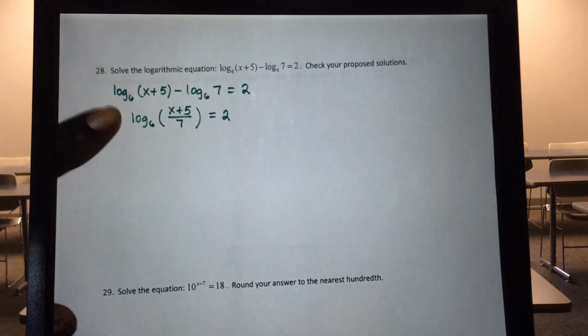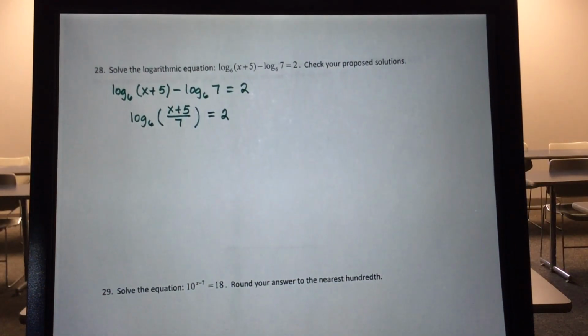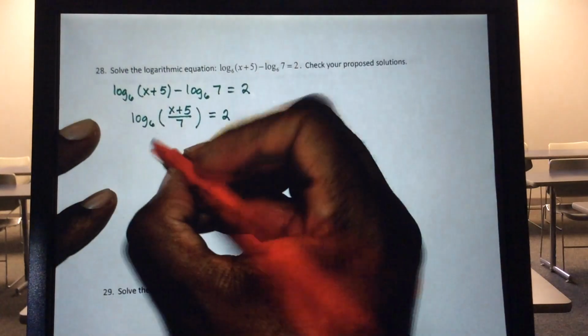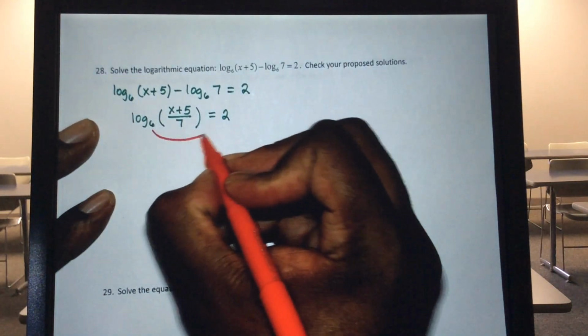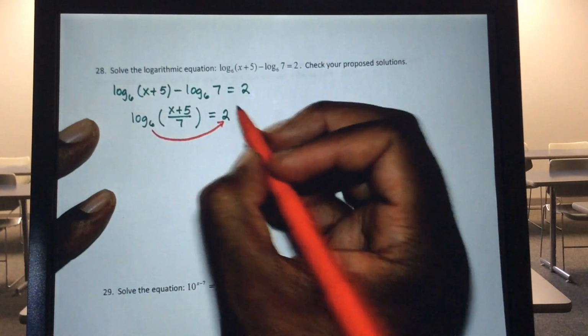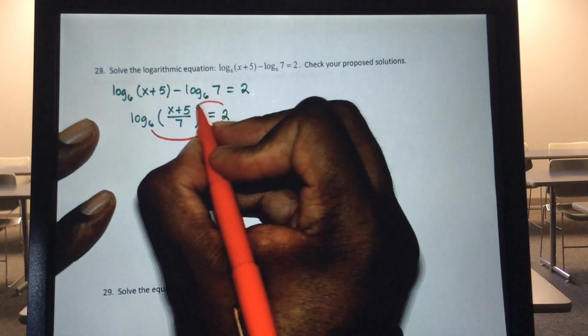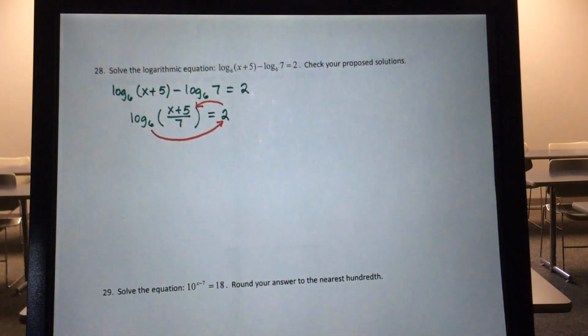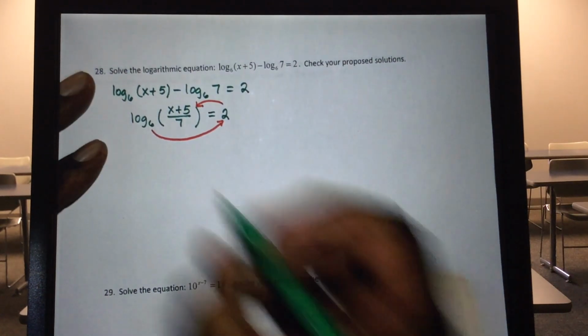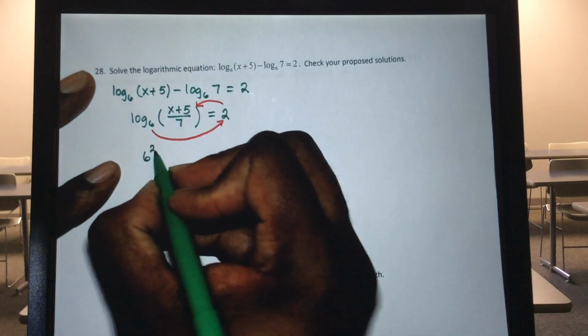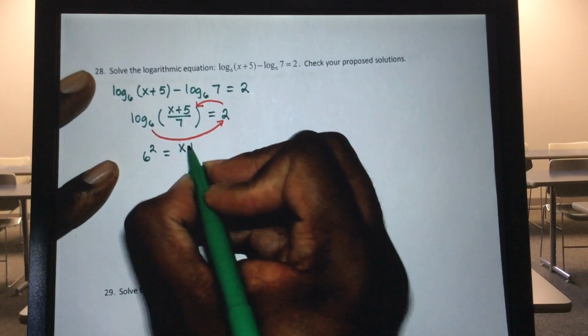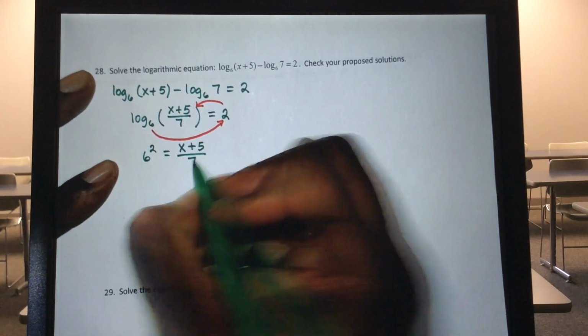Now I'm going to take that and convert it into its equivalent exponential form, since I have the log on only one side of this equation. So here we're going to have 6, which is a subscript of the log. The 2 will be the exponent for the 6, so it'll be 6 squared equal to what's immediately after the log. So I got 6 to the second, or 6 squared, equal to x plus 5 divided by 7.